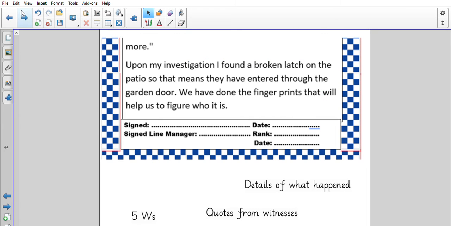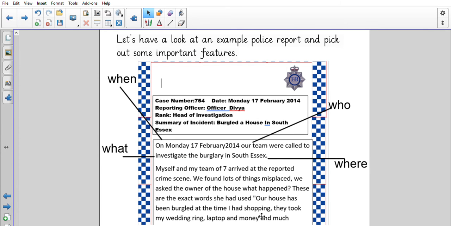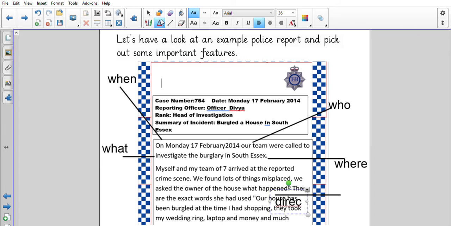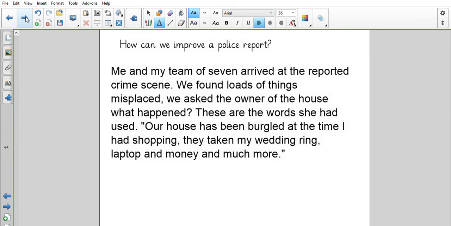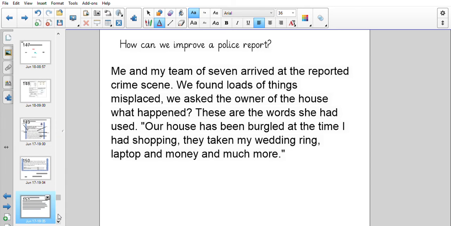Oh, there's the rest of it. You need details of what happened, but you also need quotes from witnesses as well. So we've got the reported quote here, because this is a direct quote from the lady. It's got the speech marks. It's exactly what she said. Okay, and it's got extra details. So it's similar to a newspaper report, but we're doing it as a police report. So you're the policeman. Okay, so let's look how we can improve an example that is quite poorly written.